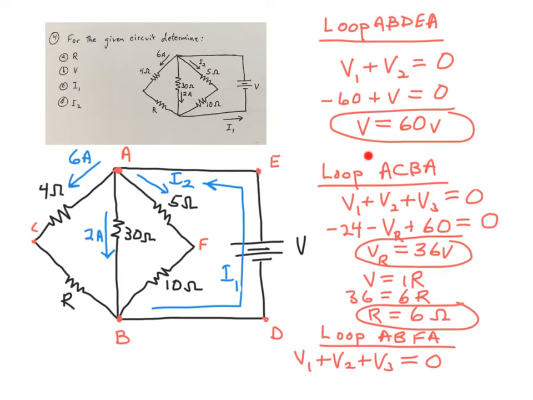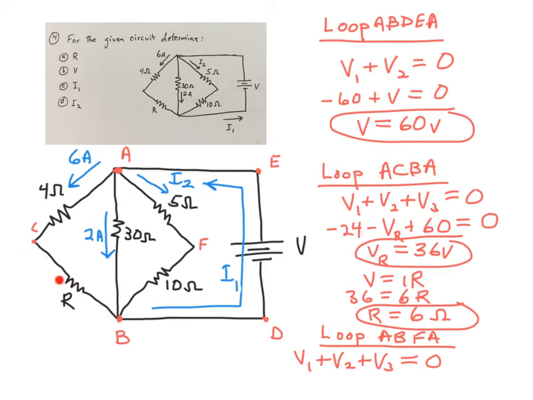Alright, so then I did loop ACBA. So I can do loops that don't have batteries in them. So there's my loop. I can go either way, but I'm going to go counterclockwise this time. And I have 3 elements. The first element I come to is this 4 ohm resistor. I'm calling that V sub 1. Well, once again, it's 6 times 4 is 24 volts, but it's negative because I'm going with that blue arrow. That's why I get the negative 24 over here, V sub 1.